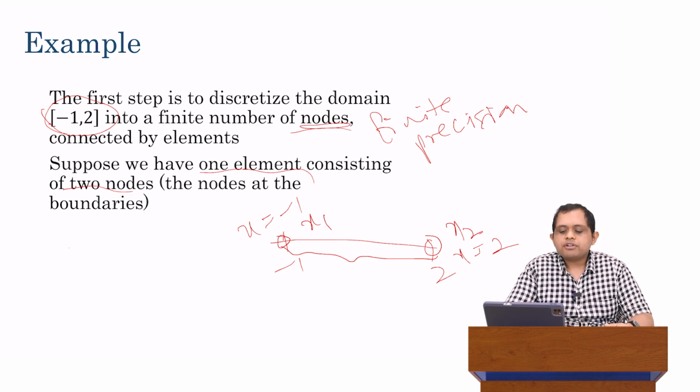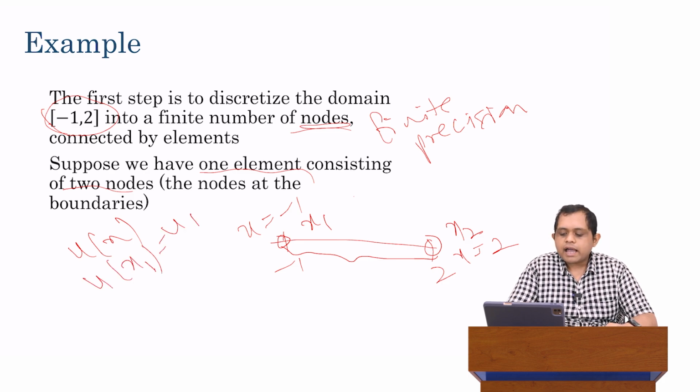We are no longer trying to solve u of x, where x can be any value from -1 to 2. We are not doing that. What we're actually trying to do is solve u at x1, which I'm going to denote as u1, and u of x2, which I'm going to denote as u2. We are only trying to solve u1 and u2.